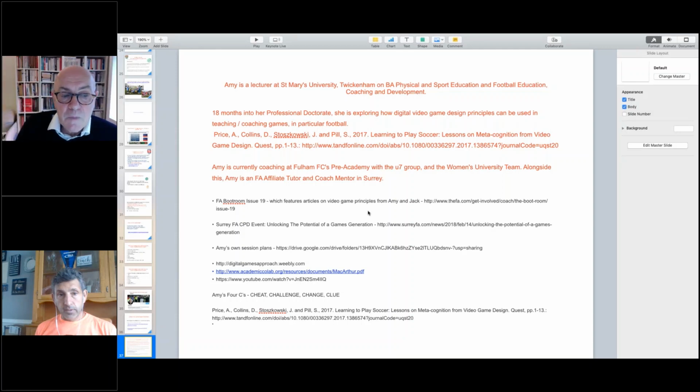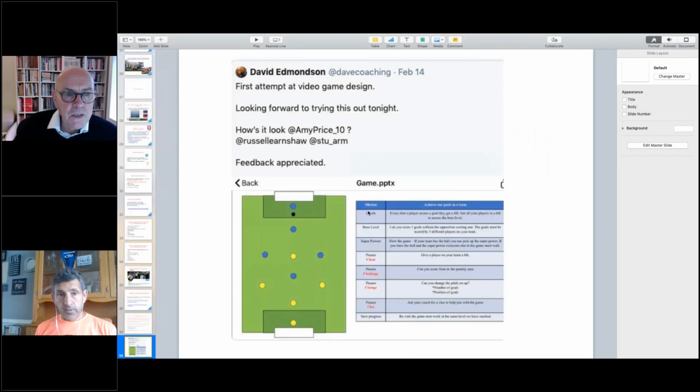There's some references that Amy's already created. She's a lecturer in coaching development here in London, but she's already done quite a bit of research about learning to play soccer using video game design and unlocking the potential of a games generation. Have a look at those things here. Amy's 4 C's at the bottom are cheat, challenge, change, and clue, which any of you who've been playing video games or e-games will understand those particular aspects. As an example, here's a video game design, and the instructions on the right there are for the kids. They are instructions for the kids, if you like, and then off they go. When I say instructions, that's the context, the prompt, and off they go. And there will be certain aspects within that.